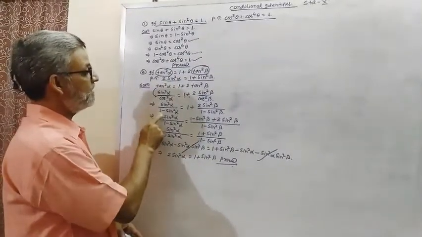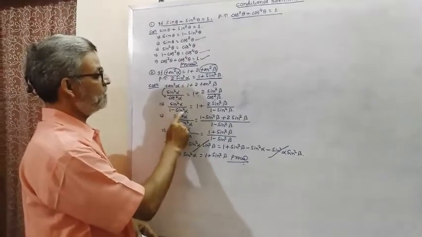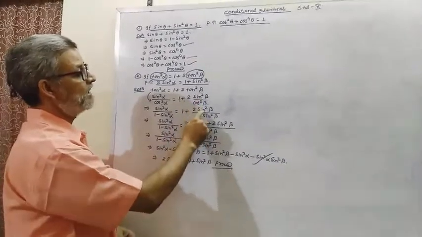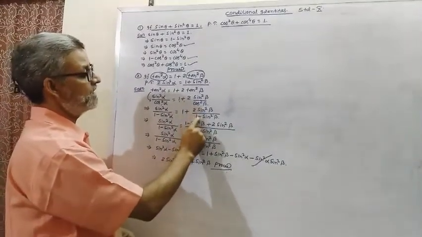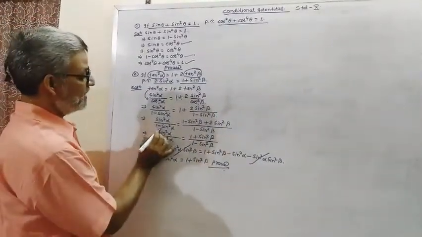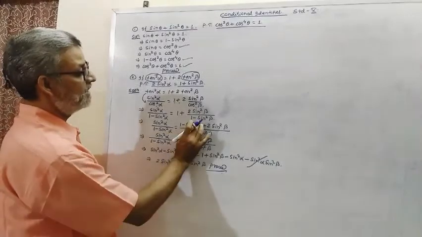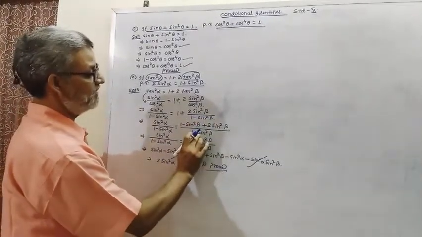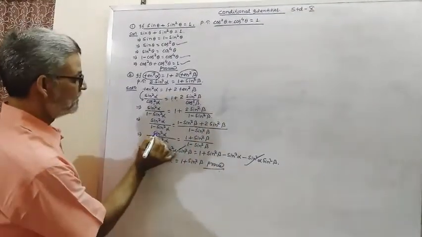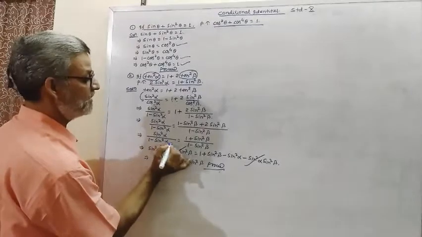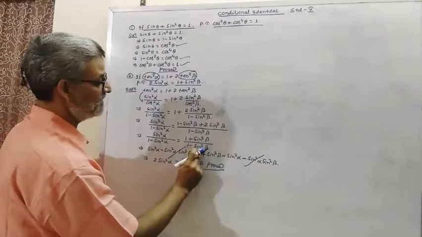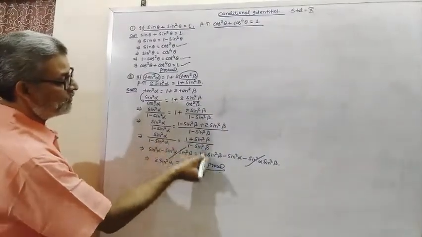So sin square alpha by cos square alpha can be written as sin square alpha by 1 minus sin square alpha, is equal to 1 plus 2 sin square beta divided by cos square beta, which can be written as 1 minus sin square beta. Next step, here we will take the LCM 1 minus sin square beta. So 1 minus sin square beta plus 2 sin square beta. Sin square alpha by 1 minus sin square alpha is equal to 1 plus sin square beta by 1 minus sin square beta. After that, do the cross multiplication.